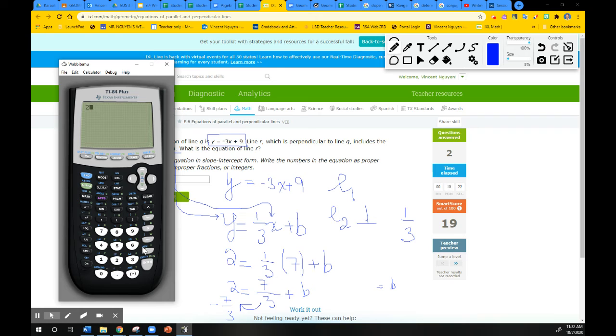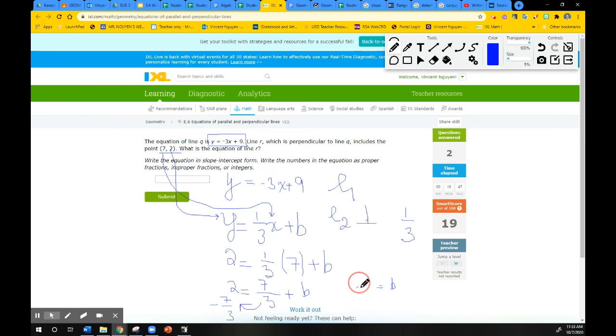I'm going to do 2 minus, and I'm going to put the 7 over 3 in a parenthesis. So 7 divided by 3. That's my fraction, 7 over 3, right there. So 2 minus 7 over 3. When you do the subtraction, it's going to give you this decimal value, right? You can convert it to a fraction by going to math and then hit enter twice. So the answer is negative 1 over 3. So my answer for b is negative 1 over 3.